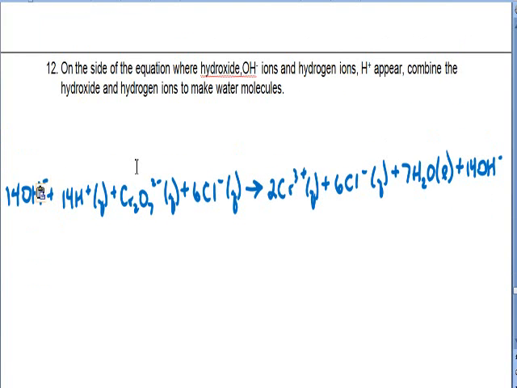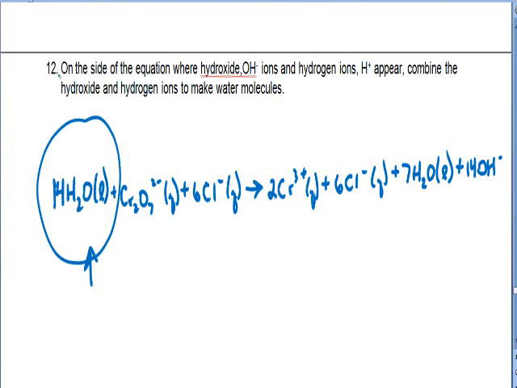The next step, we want to identify how many hydroxide ions and H plus ions combine on one side of the equation to make water molecules. We're going to combine these together and replace the separate 14 OH and 14 H plus ions with 14 water molecules. So now instead of seeing separate OH and H plus ions, we have 14 water molecules written into our equation.